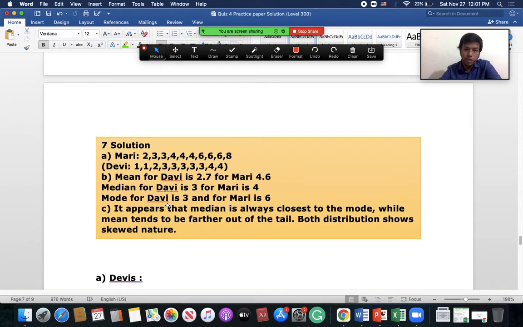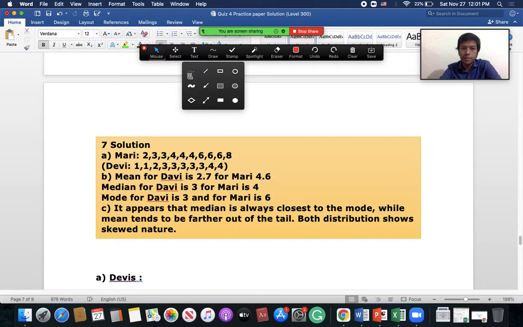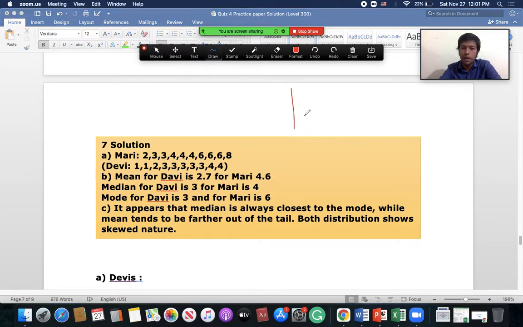Mean, median, mode. It appears that the median is always closest to the mode, while the mean tends to be farther out in the tail. Both distributions are skewed in nature. How do we know? Because of the positions of the mean, median, and mode. If the mode is here and the mean is on one side, then it is skewed to the right. If the mode is here and the mean is here, then it is skewed to the left. This way we can understand it.